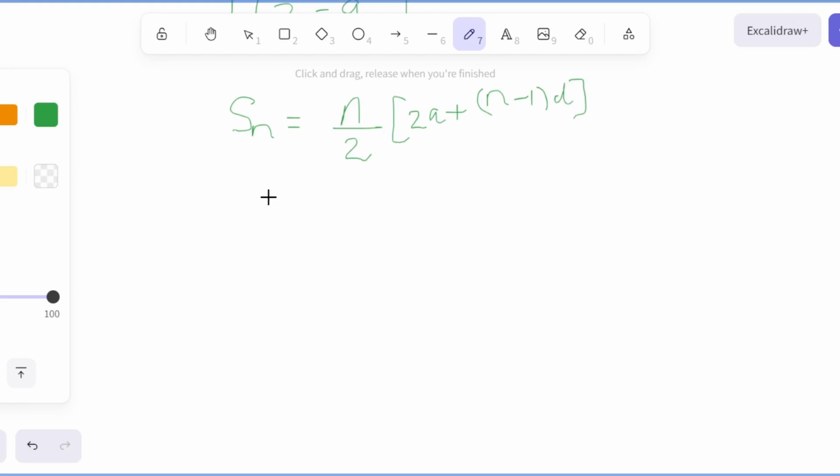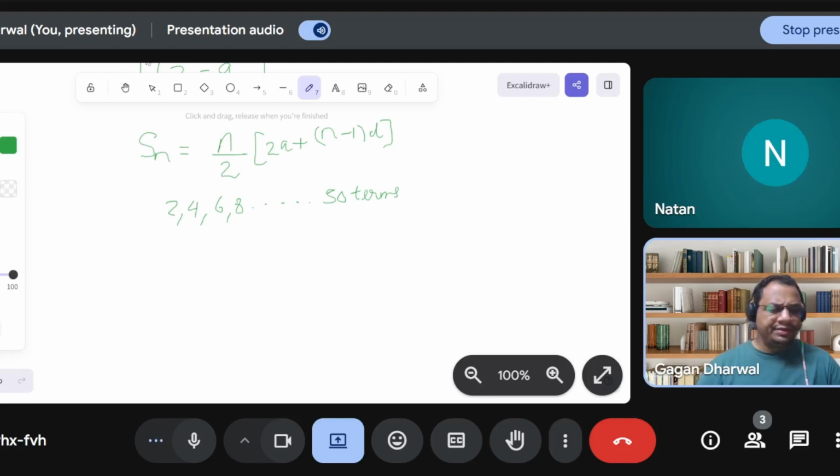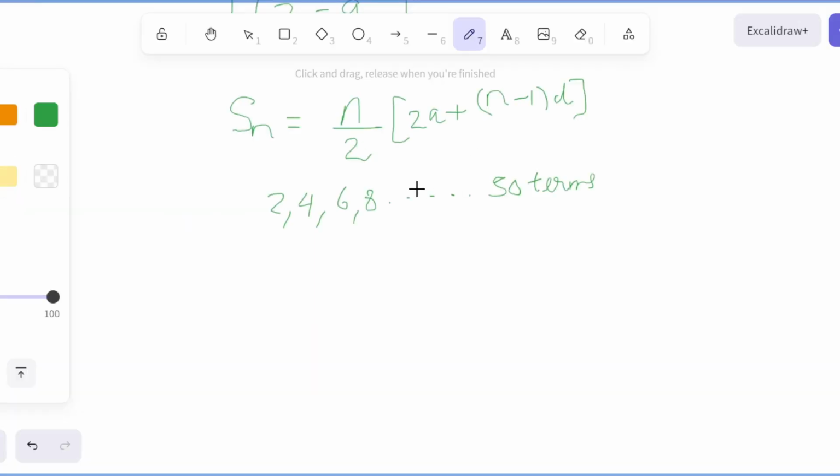For example, there's an AP. I will take the same one I was taking previously, and I want to add the first 50 terms of this AP. So how can we do it? We can use the formula and figure out the sum of the 50 terms. We know a, we know d, and we need the sum of 50 terms. We'll put the values in this formula and get the sum of 2 plus 4 plus 6 plus 8 plus 10 plus 12 and so on till the 50th term.